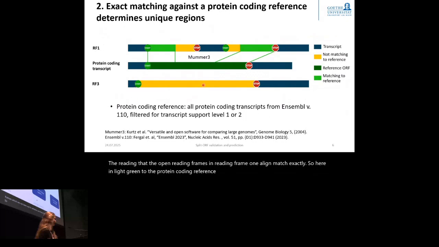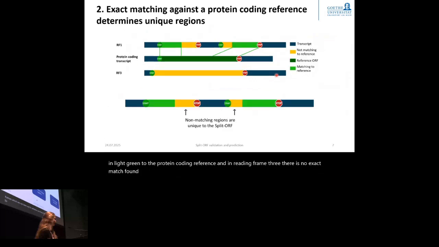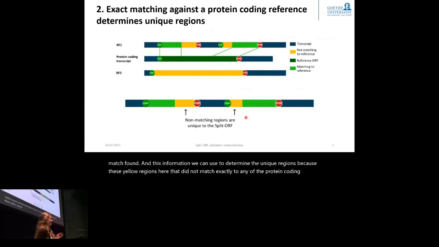And in reading frame 3, there is no exact match found. This information we can use to determine the unique regions, because these yellow regions here that did not match exactly to any of the protein coding transcripts are unique to the split open reading frames. We do this for both DNA sequences and protein sequences, because we can use the unique DNA regions for validation with Ribo-seq data and the unique protein regions for validation with mass spec data.